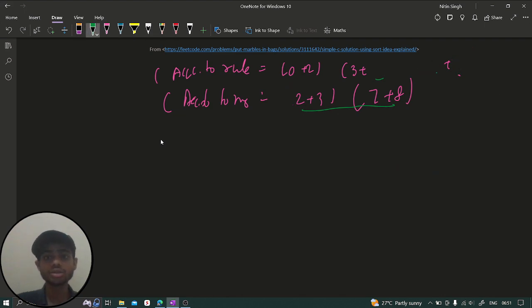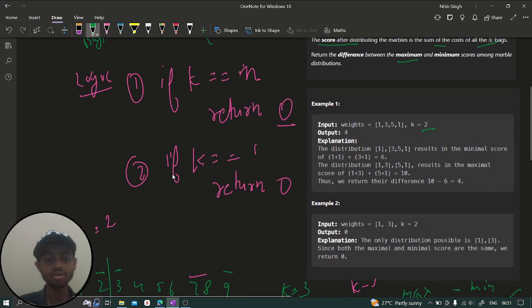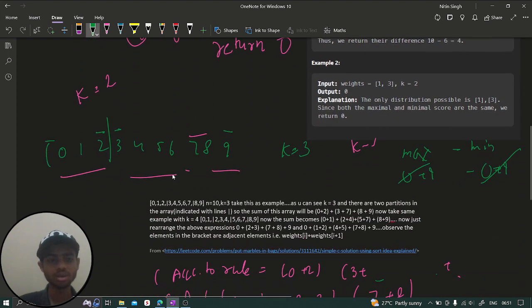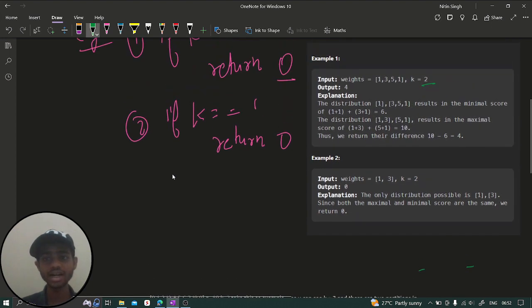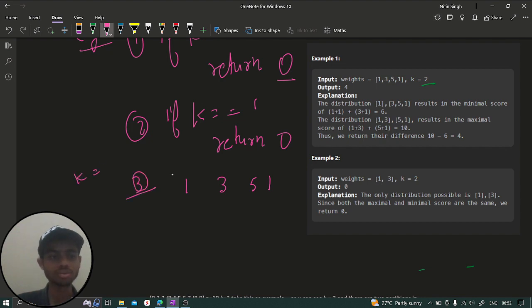So now guys, in this first example, let's move to our example. This part is already over, so we don't need to focus much on it now. All right, our example was saying we have k equal to 2 and the array was 1 3 5 1, right? This is the third case where k is equal to 2. So guys, I am going to draw a line here. The first time I'm going to take each and every possibility, the second time I'm going to draw a line here, and the third time I can draw a line here, right?